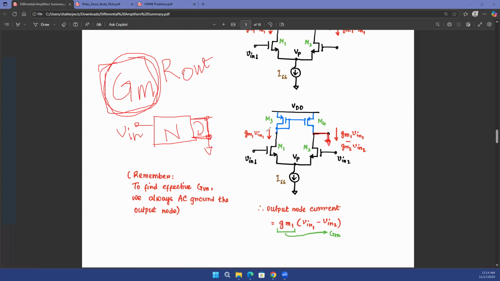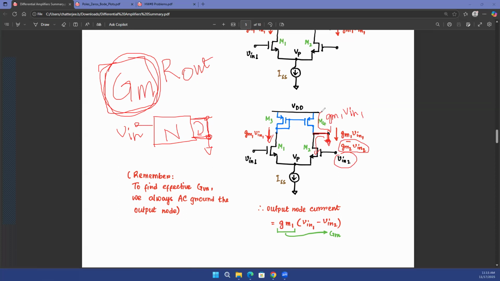So in that case, I already had this GM1 times V1 flowing through M3. That current will be mirrored. So through M4, I have GM1 times V1. That's the current that is flowing here. At the same time, if I apply a V2, the second voltage on transistor M2, I will get a current that is flowing like that. And that current is going to be this minus GM2 times V2.